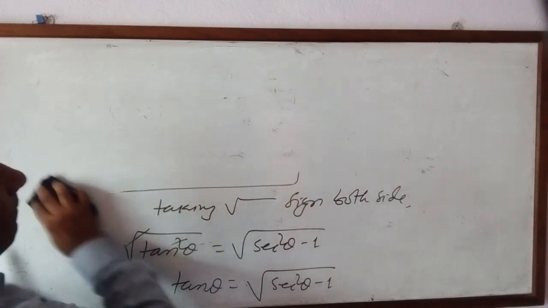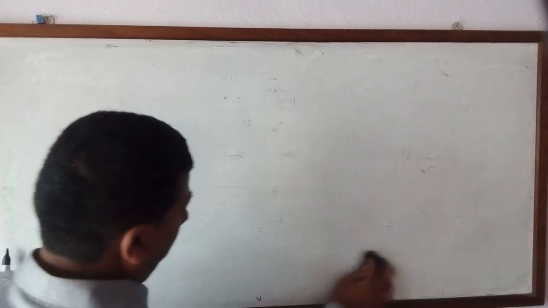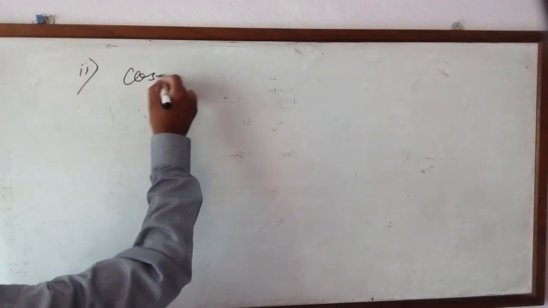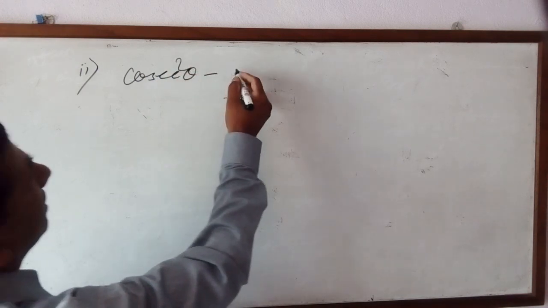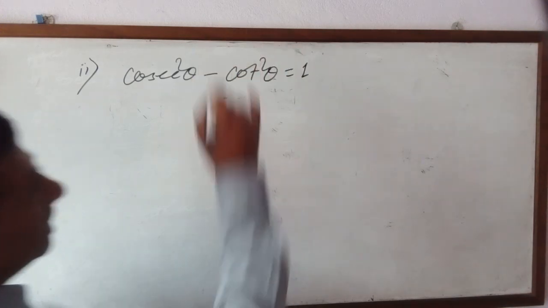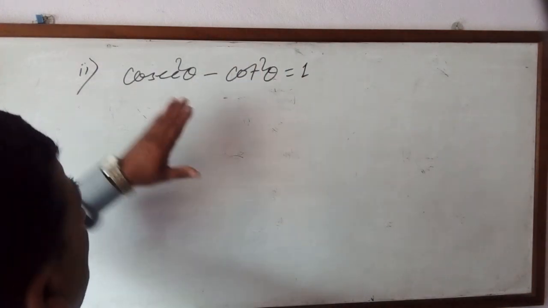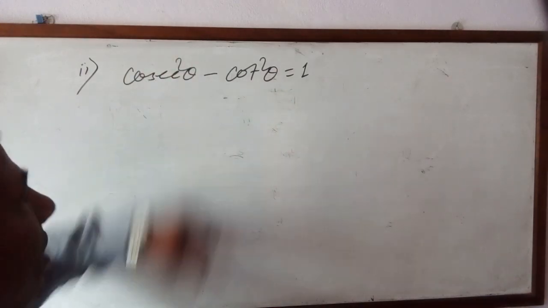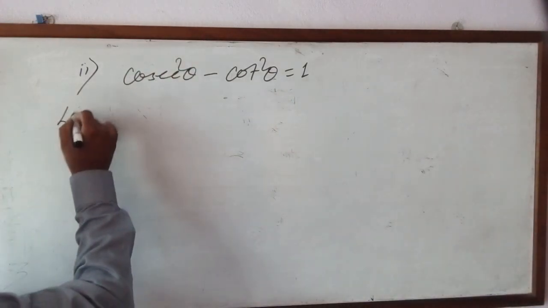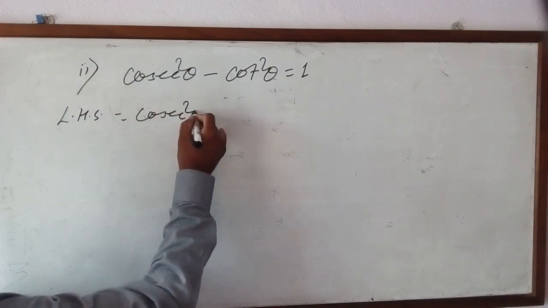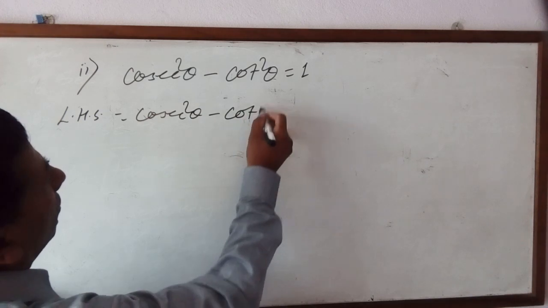I'll prove the next one, same: cosec square theta minus cot square theta equals to 1. Again this is also the same as the previous one. In place of sec there is cosec, in place of tan there is cot. Now same method again, left hand side: cosec square theta minus cot square theta.